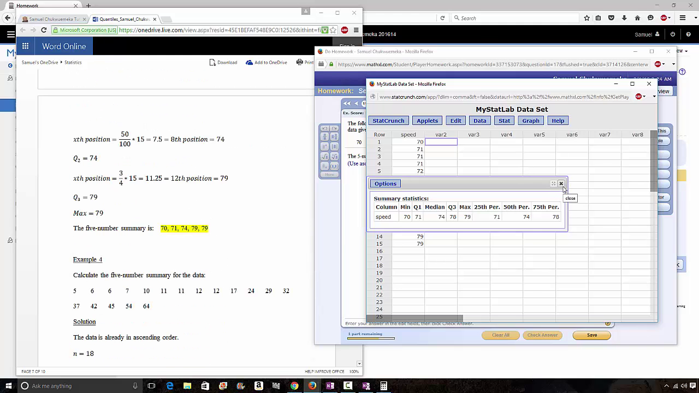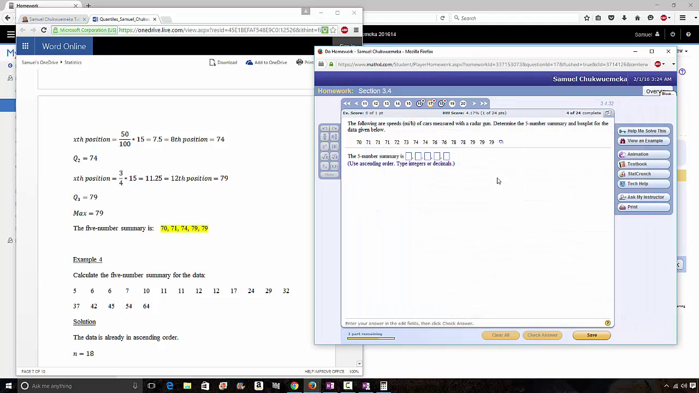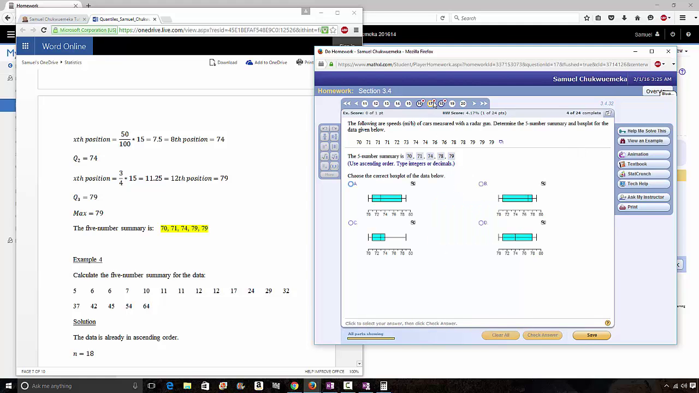Now, the second one. So I'm going to just close this one, and I come here and I just type 70, 71, 74, and this is 78, and then 79, and you click that. Nice work. Okay. Now the next thing is box plots. So we shall go ahead and do box plots.